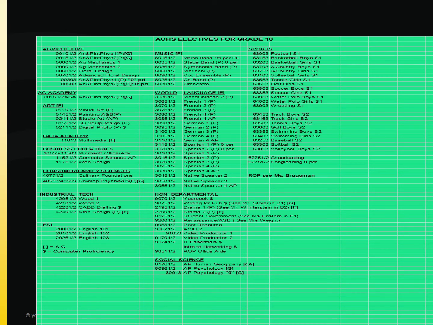Coming back up to the top in the middle, we have the Music Department. We have Marching Band for 7th period, a 0-period stage band class, Symphonic Band, Mariachi, which fulfills the A through G requirement, and you do not need to know how to play an instrument before taking the class. We have Vocal Ensemble, which is a singing class, Concert Band, and Orchestra.